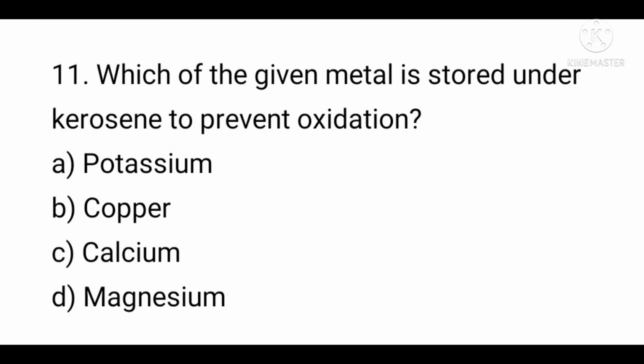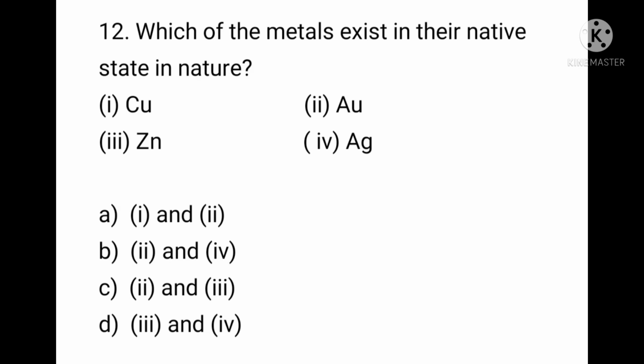Question number 11. Which of the given metal is stored under kerosene to prevent oxidation? Option A, potassium, B, copper, C, calcium, D, magnesium. Here the correct option is option A, potassium. Potassium is a highly reactive metal. It reacts very fast with the air and water. So in order to avoid accidental reaction, it is kept immersed in kerosene.